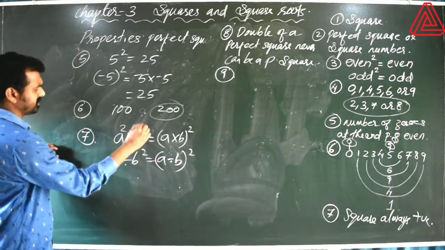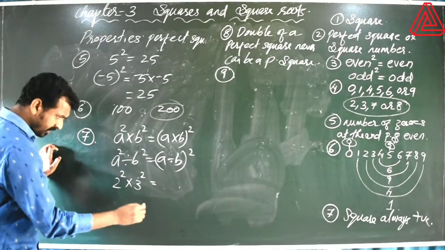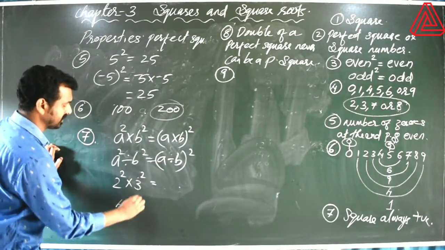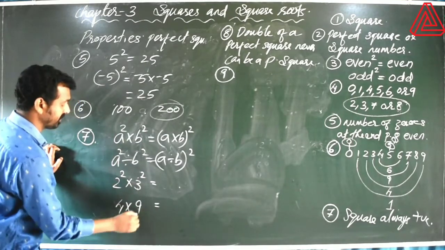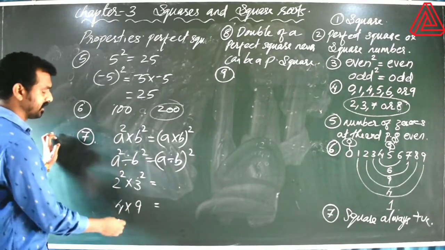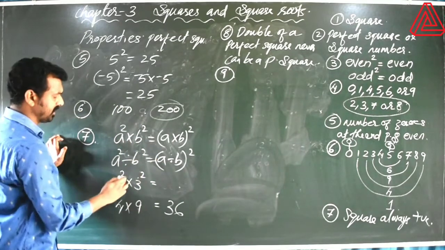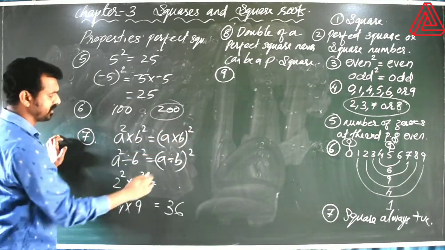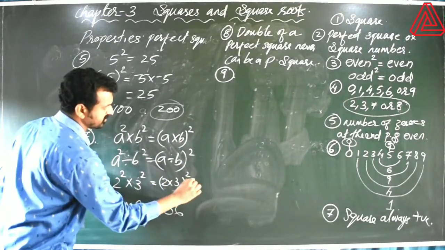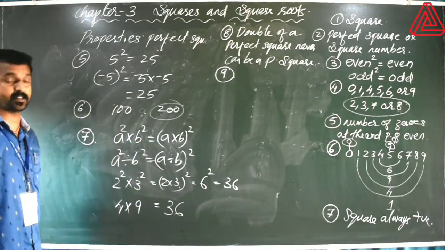Example, we can write 2 square into 3 square. 2 square, that is 2 2s are 4, into 3 square, 3 3s are 9. Then 4 into 9 is 36. Now if you use the formula, a square into b square is equal to a into b the whole square: 2 square into 3 square is equal to 2 into 3 the whole square, which is 6 square. What is the answer? 36. 6 6s are 36.